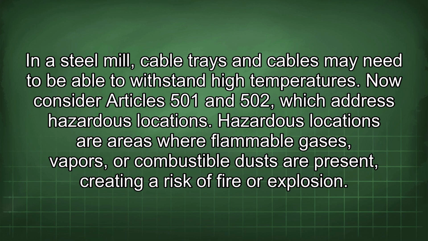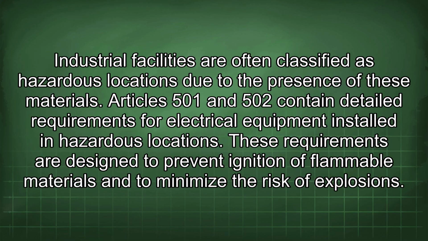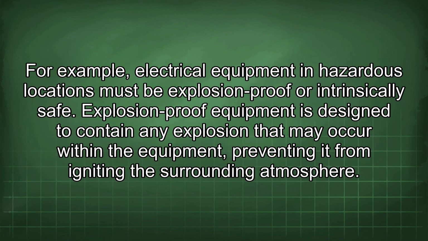Now consider Articles 501 and 502, which address hazardous locations. Hazardous locations are areas where flammable gases, vapors, or combustible dusts are present, creating a risk of fire or explosion. Industrial facilities are often classified as hazardous locations due to the presence of these materials. Articles 501 and 502 contain detailed requirements for electrical equipment installed in hazardous locations. These requirements are designed to prevent ignition of flammable materials and to minimize the risk of explosions. For example, electrical equipment in hazardous locations must be explosion-proof or intrinsically safe.